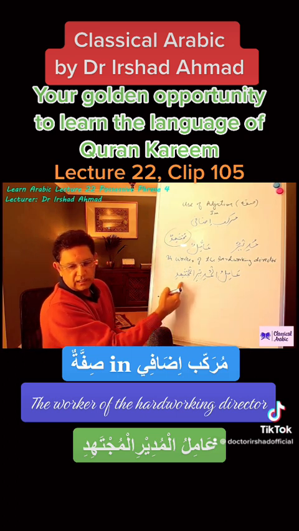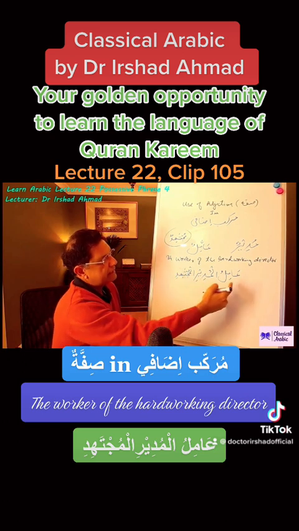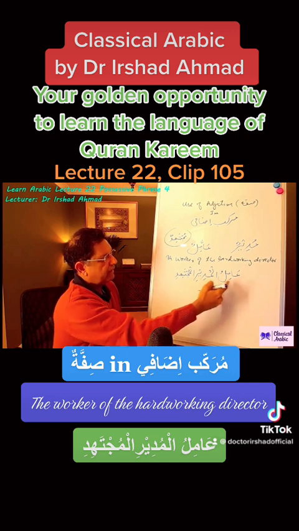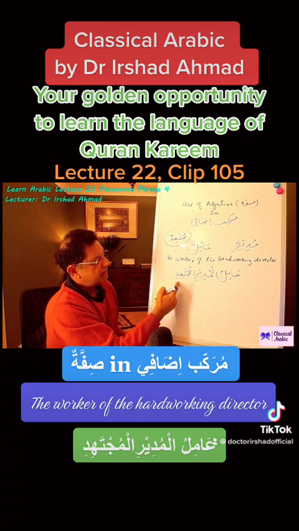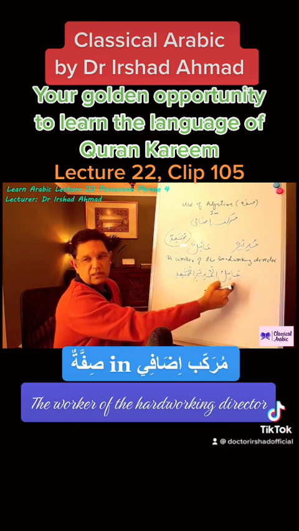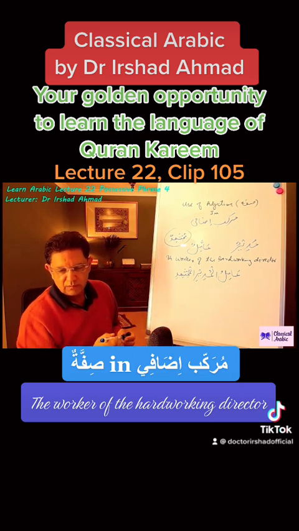So this highlights the value of the i'rab. If this noun's i'rab is in rafa, we cannot link that to here, it will be linked here. So it will become sifa of mudaf. If this sifa is in majroor, then it can only be linked here. It cannot be linked to this noun. So amilul mudiril mujtahidi.